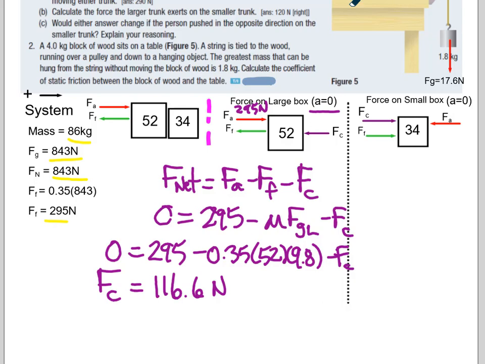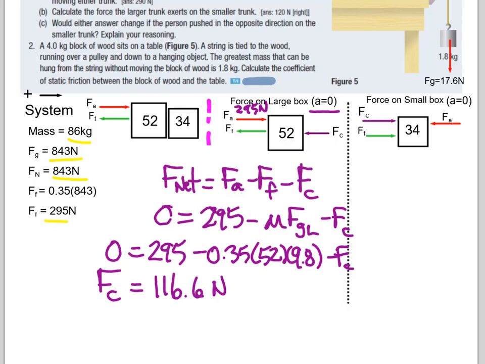Okay, now part C: would either answer change if the person pushed in the opposite direction on the smaller trunk? Well, the first one would not, because we evaluated it as a system. So if you pushed on the smaller box towards the left, because you'd evaluate as a system, it would take the same amount of force to get the system moving. Now, it does get a little bit different when you push on the smaller box to the left in terms of their contact force.